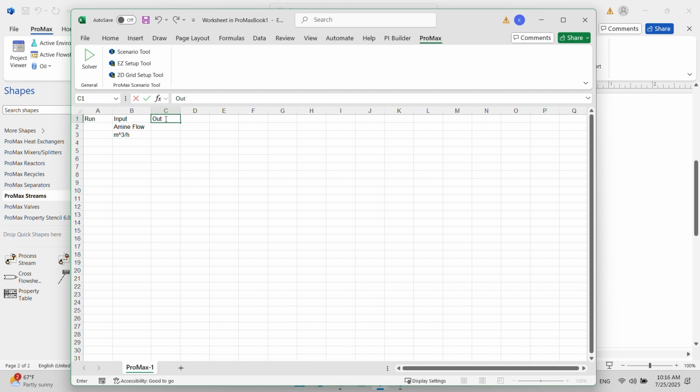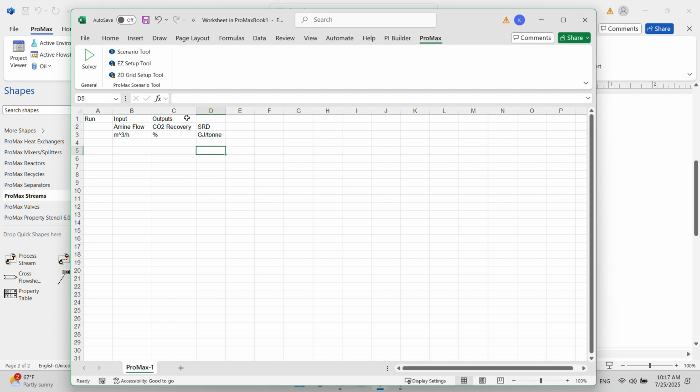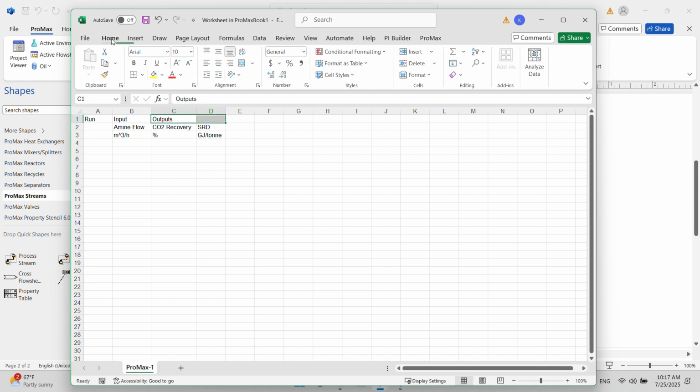And then I'm going to put my outputs. What I want to be checking for each run is the recovery, so the CO2 recovery, and the units for that is a percentage. And then the next thing I want to be checking is my SRD, so the specific reboiler duty, and that's going to be in gigajoule per ton. All right, so this is the way I like to prepare my table.